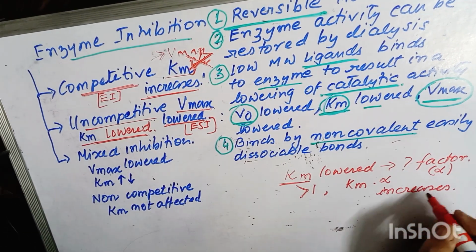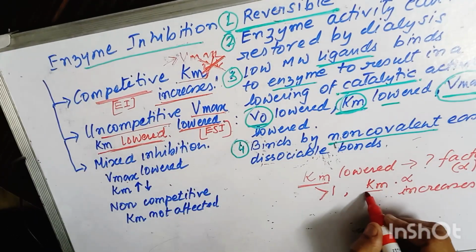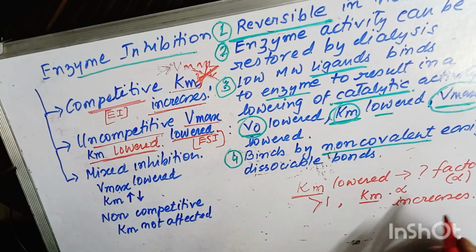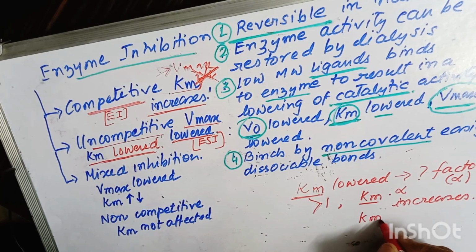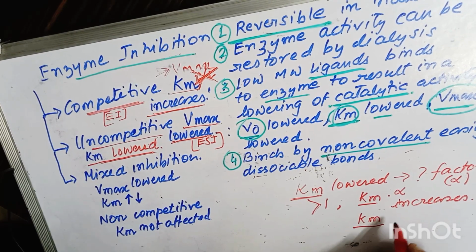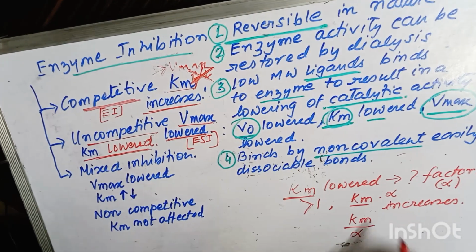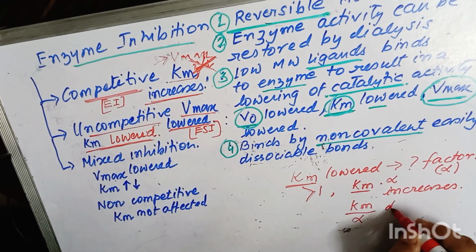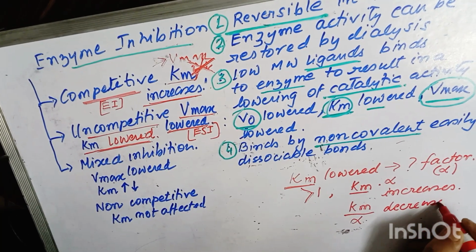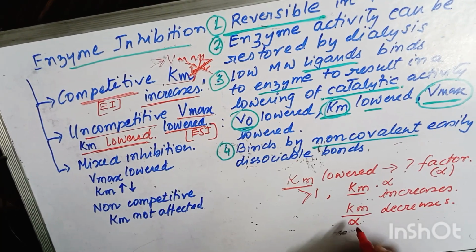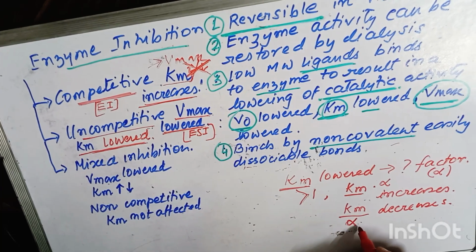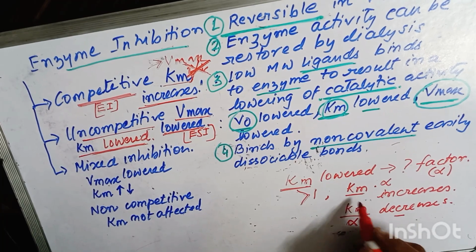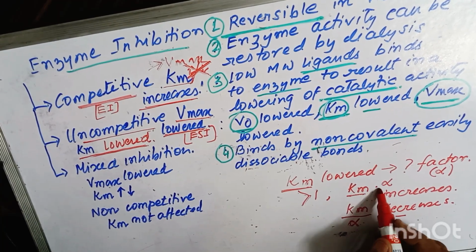While we increase Km, we multiply Km with a factor which is greater than 1. While we decrease Km, we do just the reverse. We divide Km by alpha and say that it is this factor which decreases Km. The alpha is always greater than 1. So if Km is divided by alpha, which is a factor greater than 1, Km decreases, and Km increases while we multiply Km with alpha.